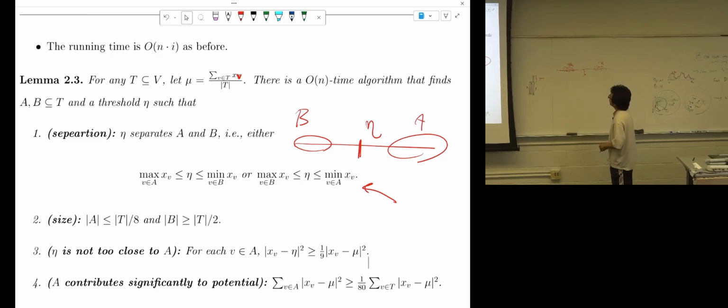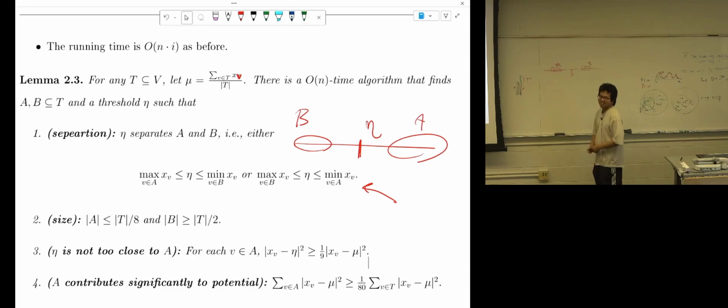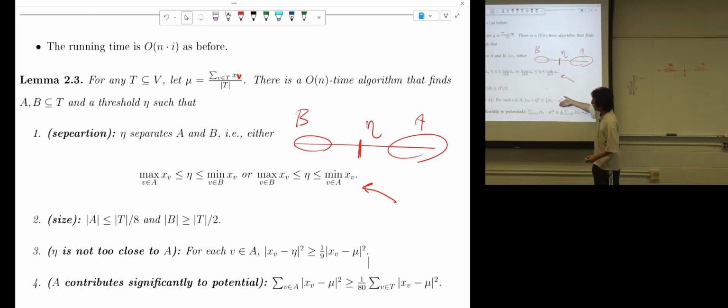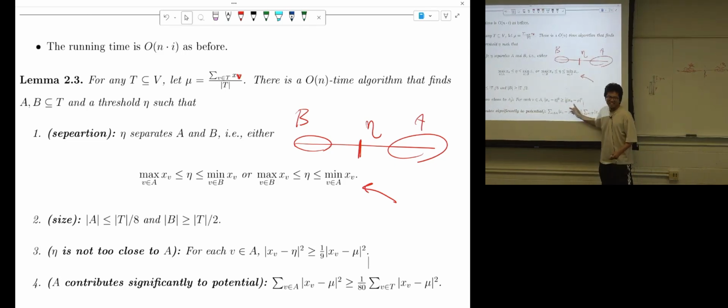Okay, just at the middle is the mean. What would you do in this case? How would you choose eta in this case? Yeah, we just choose the mean. Exactly, you can just choose the mean. It will just separate A and B, and also this thing will be satisfied.